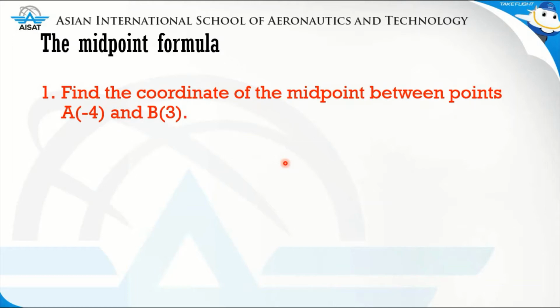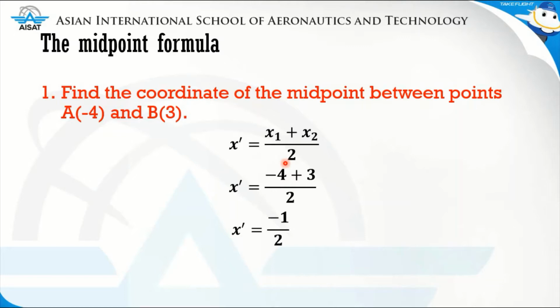Now let us try to find the coordinate of the midpoint between the points A and B, where A is -4 and B is 3. Using the formula that we have earlier, x prime is equal to x sub 1 plus x sub 2 over 2. We will substitute the values of A and B, which are -4 and 3. Simplifying the numerator, we'll have -1 over 2. Therefore, the coordinate of the midpoint between the points A, -4, and B, 3, is -1 over 2.